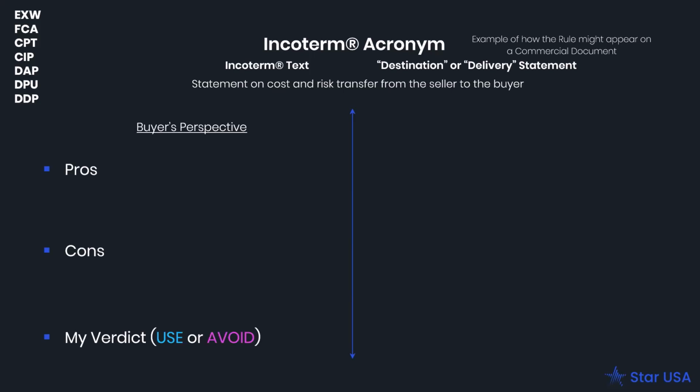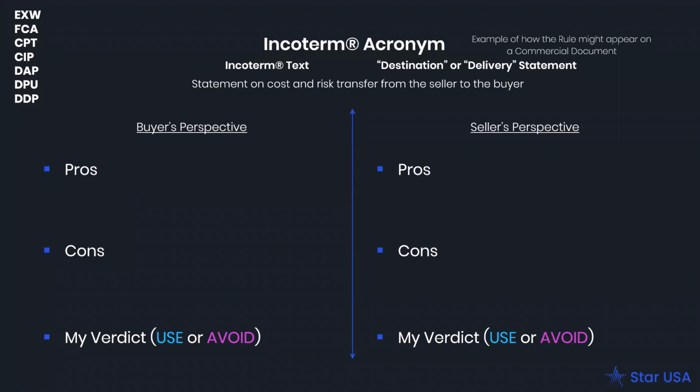buyer. Then we'll look at the buyer's perspective first, looking at the pros, the cons, and then my personal opinion on whether you should be using it or avoiding it generally. My recommendations would change depending on your specific circumstances, but I'm just trying to give you some sort of a guidepost that you can use. And then next, we'll look at the seller's perspective. Same thing, pros, cons, and my opinion.